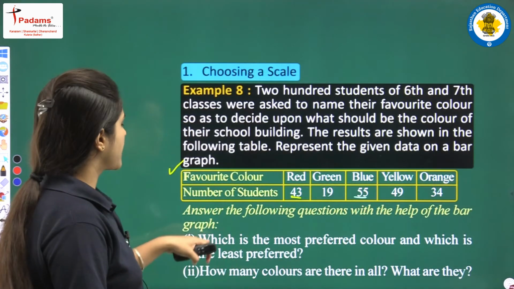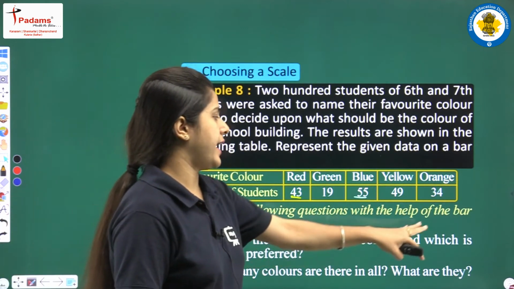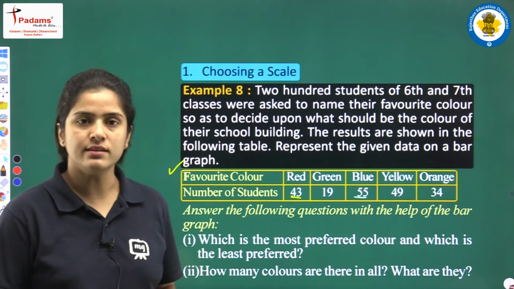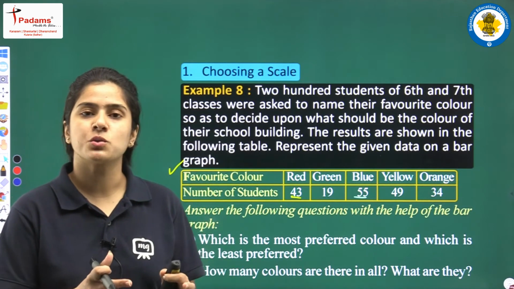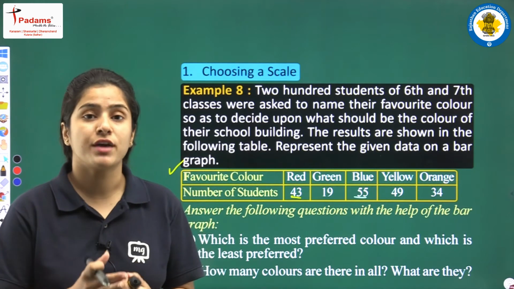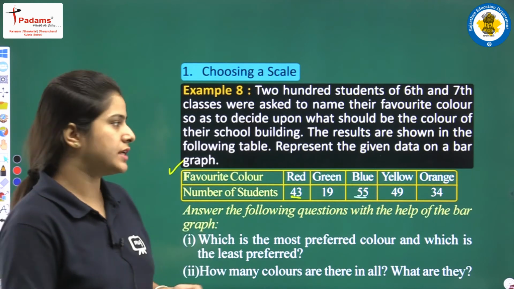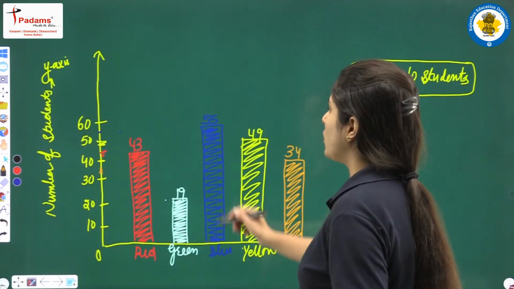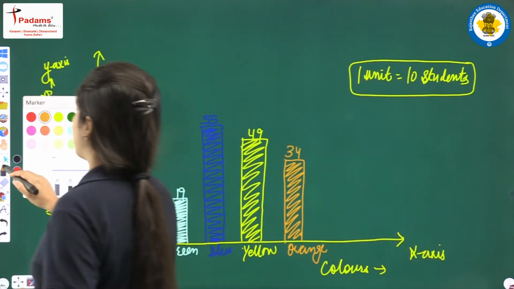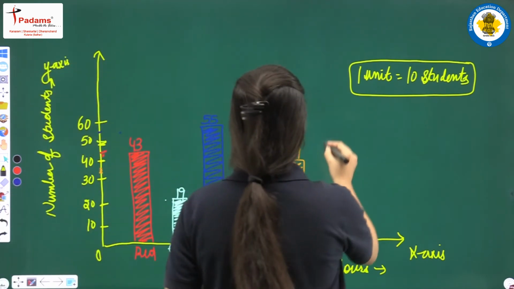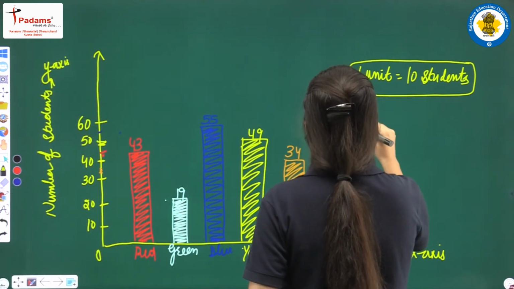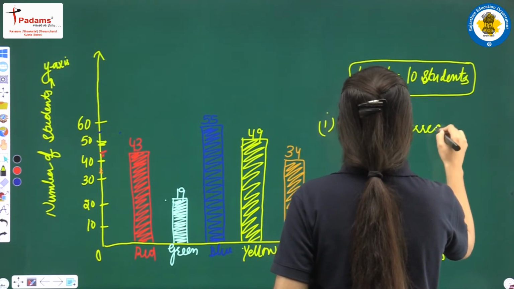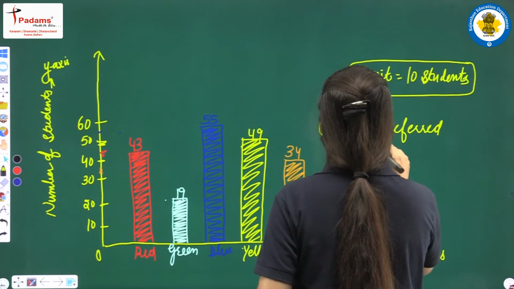What is the question? Which is the most preferred color and which is the least preferred color? So, most preferred color first. The color who is the favorite of the maximum number of students is, students, this blue color. Blue color is the favorite of almost every kid. 55 students. So most preferred color is blue.